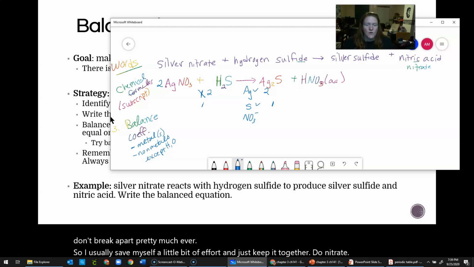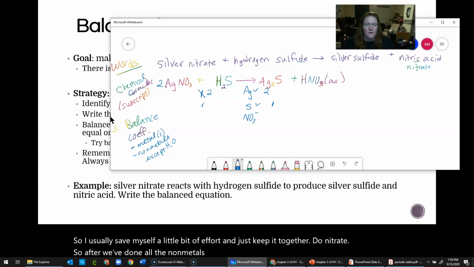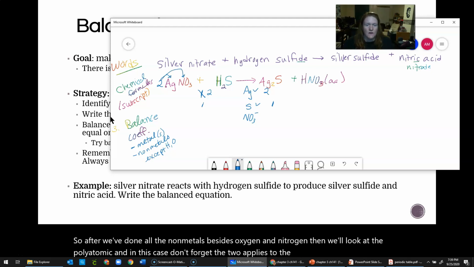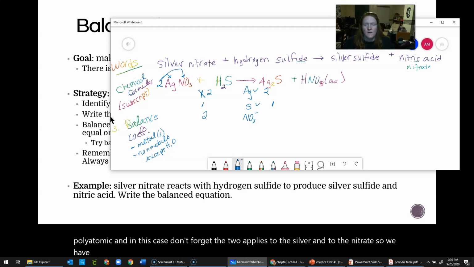So after we've done all the nonmetals besides oxygen and nitrogen, then I'm going to look at the polyatomic. And in this case, don't forget, the 2 applies to the silver and to the nitrate. So we have 2 on this side. We have 1 over here, so I'm just going to pop a 2 right into there so that I can have 2 of them, 2 hydrogen and 2 nitrate.